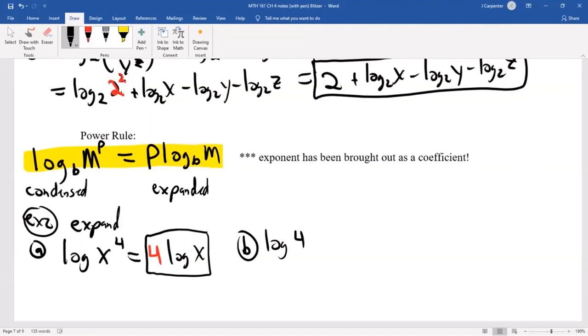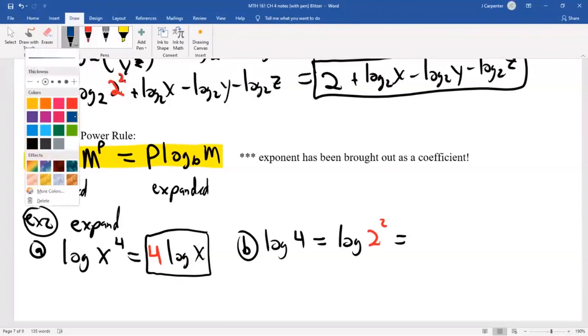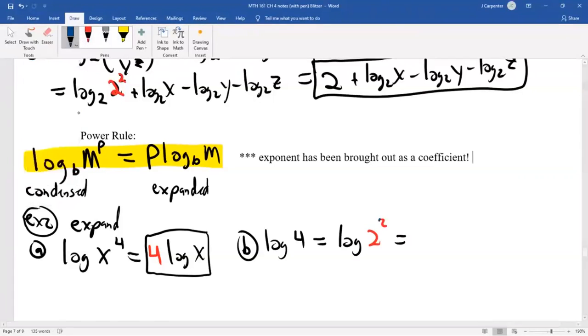Oh, well, this doesn't apply. I don't see an exponent. Well, you don't see it, but you certainly can write 4 as 2 squared. I wonder if anyone's picking up where we're going with this. So that 4 we can change as 2 squared. And in fact, I'm going to do the exponent in blue for emphasis.